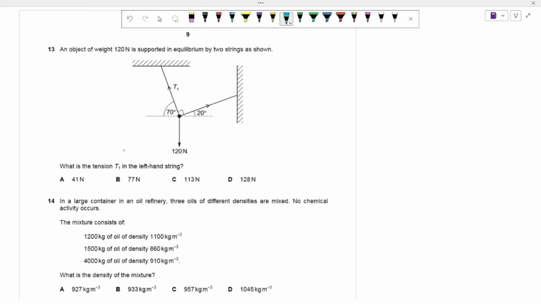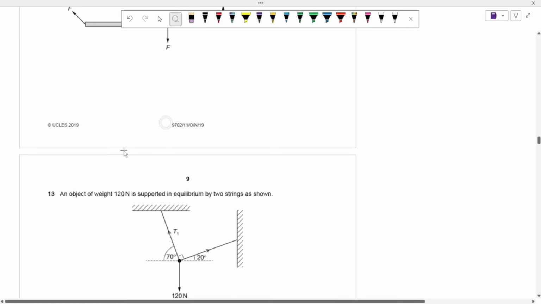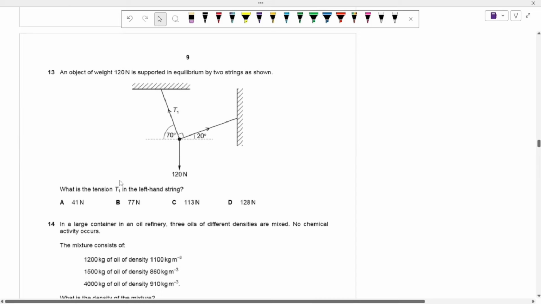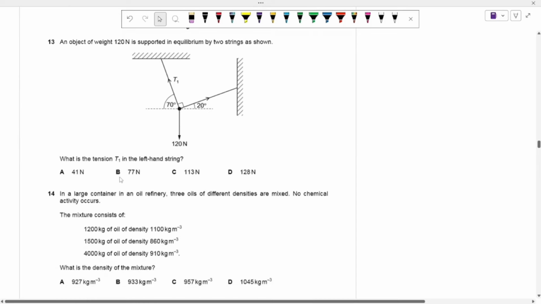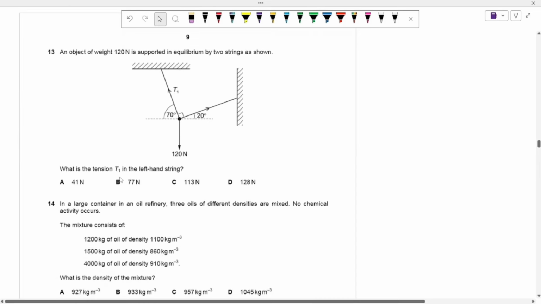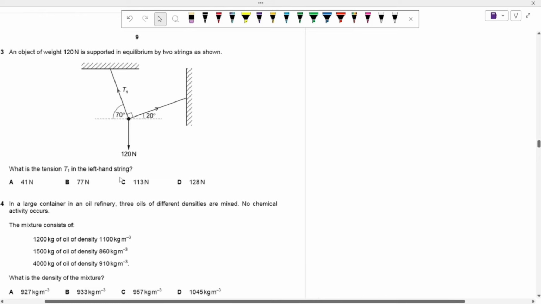Okay, moving to question number 13. An object of weight 120 newtons is supported in equilibrium. Equilibrium means that the resultant force is actually zero. That's basically what equilibrium means. The object is supported by two strings as shown. What is the tension T1 in the left string?